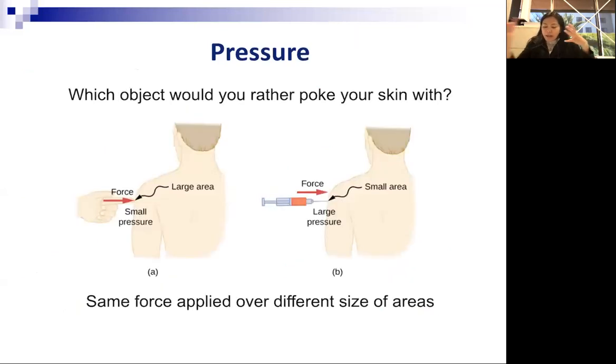So thinking about inverse and direct proportionality, which object would you rather poke your skin with? You have here a finger poking the skin, and you have a needle poking the skin, and we assume that the force exerted by the finger is the same as the force exerted by the needle. So the same force applied over different sizes of areas will give you different pressures.